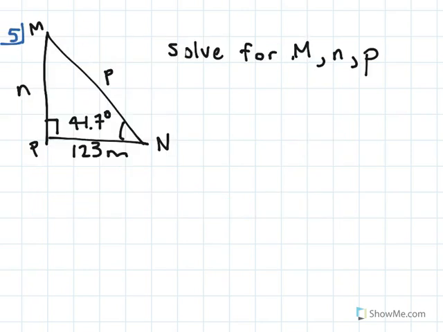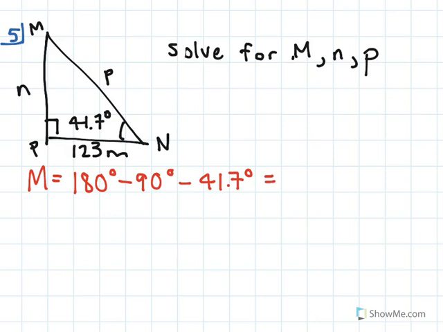In this problem, we're given a right triangle and some values, and we're asked to solve for angle M and sides N and P. Solving for angle M is relatively easy because we know that there are 180 degrees in a triangle. We have our right angle, and we also know the angle 41.7 degrees. So in order for there to be 180 degrees, we need 90, 41.7, and angle M to add up to 180, which is why we can just subtract 90 and 41.7 from 180 to find angle M.